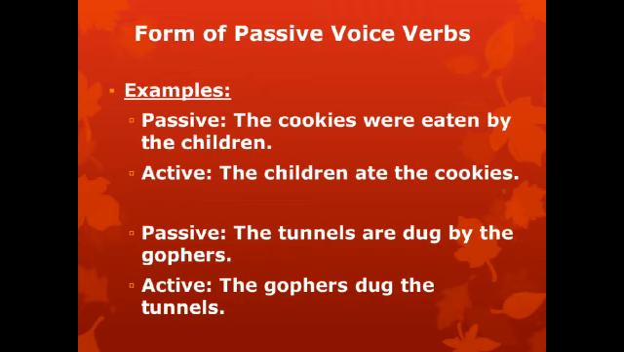Is that clear, children? Now we can see more examples on this. So here, passive: the cookies were eaten by the children. Here the cookies is the subject of the sentence, eaten is the action. What is this "were"? This "were" is a linking verb. Whenever we use a passive voice sentence, we have to use a linking verb plus a verb. This will make a passive voice sentence.